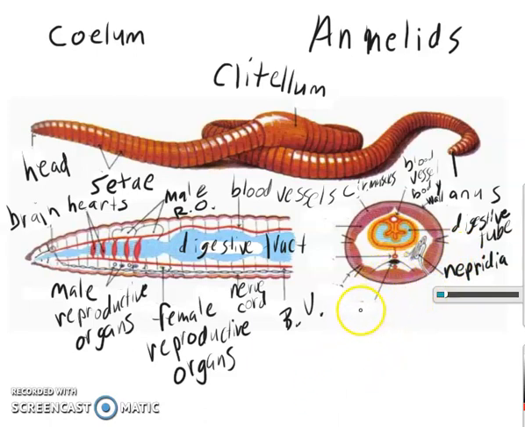Here we have a nerve cord. These are the setae that we talked about earlier. Probably saying that wrong. Sorry. Blood vessel here. These here are longitudinal muscles.